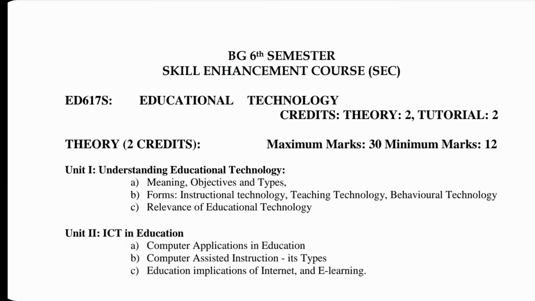In theory portion, the first unit is understanding educational technology, and in this unit we have to study a meaning of educational technology, objectives of educational technology, and types of educational technology. Then B, forms: instructional technology, teaching technology, behavioral technology. And then C, relevance of educational technology.